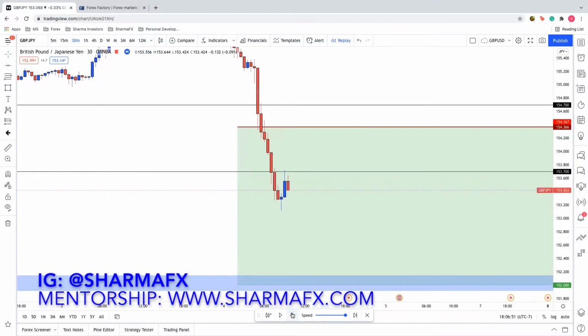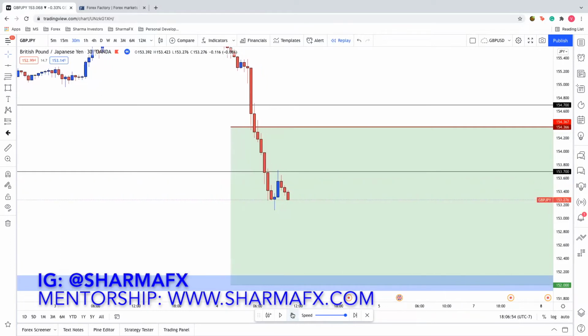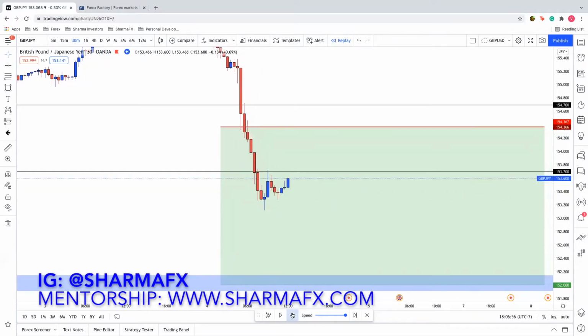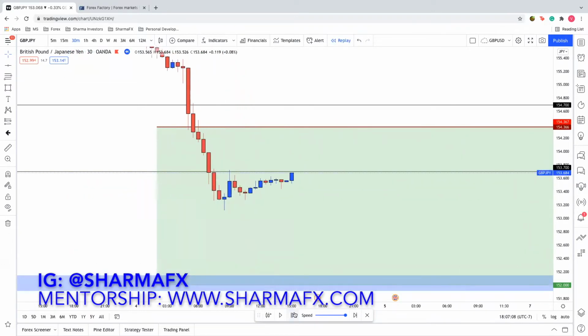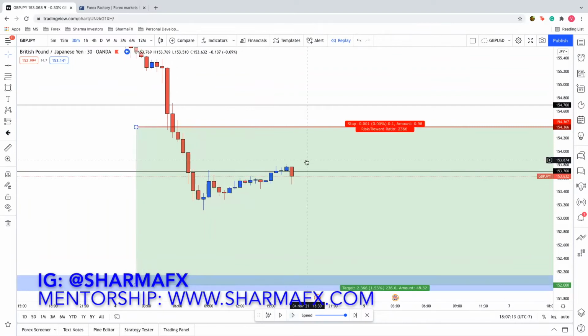So we start this pullback. Now we're kind of consolidating a little bit. And so there's a little bit more. Okay, so now we're coming close to Asians. Yeah, so this was the Asian session. So we pulled back up, right? Pushed right back up. That was a nice retracement.